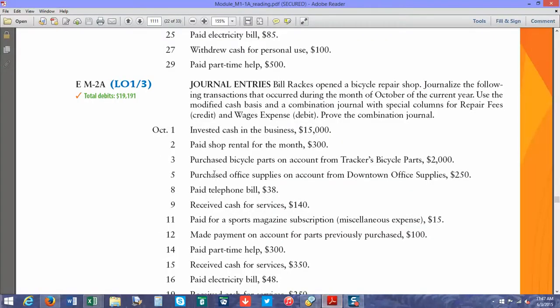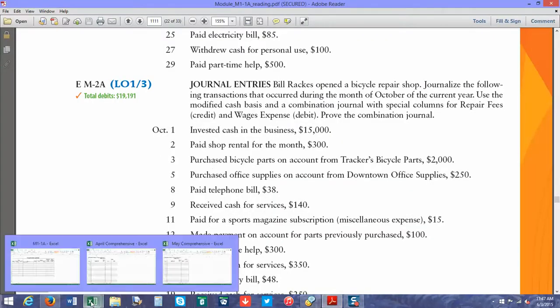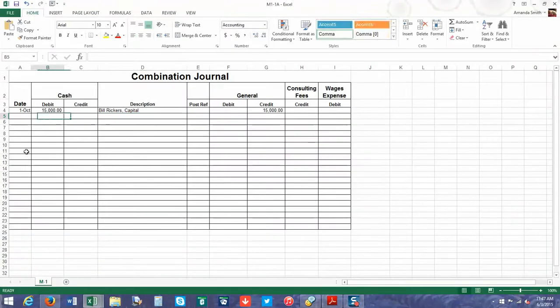The second one, we paid shop rental for the month of $300. And that is on the 2nd. So we have October 2nd, $300, because we're going to decrease our cash. Rent expense. And then we're going to debit general for $300.